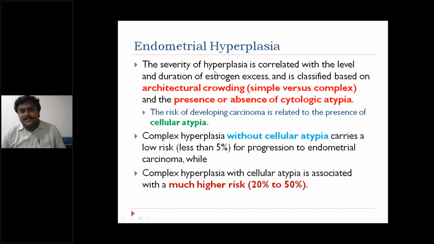Complex hyperplasia without cellular atypia carries a low risk for progression to endometrial carcinoma, whereas complex hyperplasia with cellular atypia is associated with a much higher risk, around 20 to 50%. That's why we should recognize these endometrial hyperplasias, and we should convince the patient to undergo dilatation and curettage.